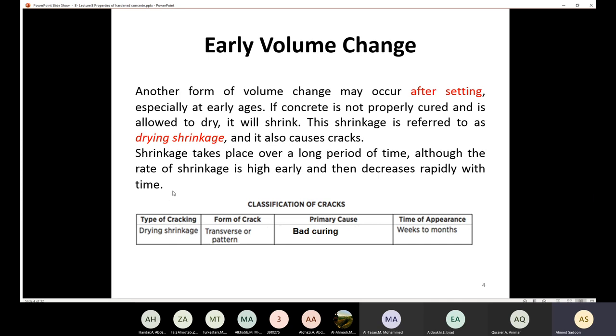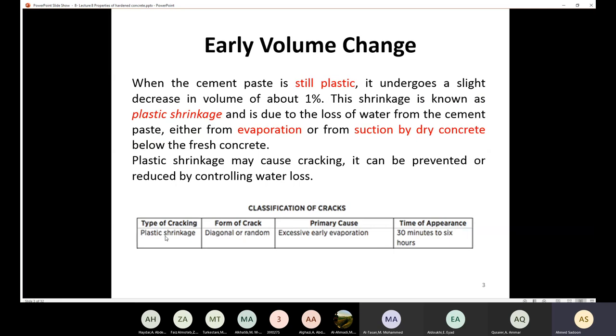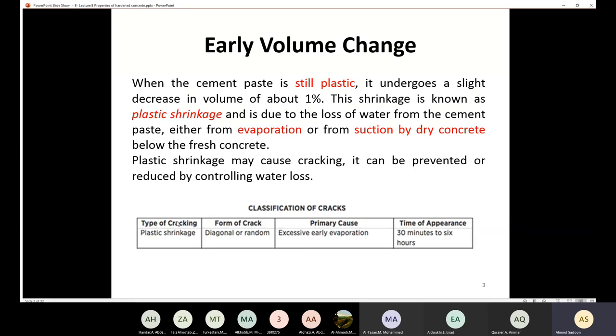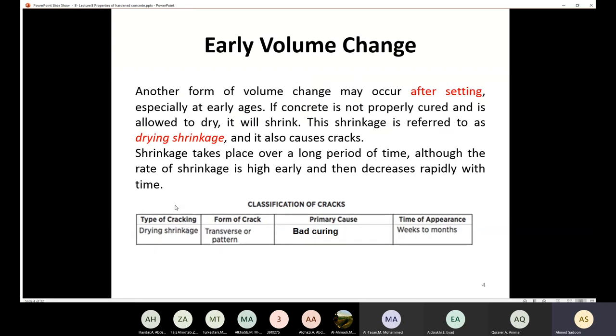So plastic shrinkage causes cracks, and drying shrinkage also is going to cause cracks. The drying shrinkage takes place after setting, and the primary cause is bad curing, while for the plastic shrinkage, the primary cause is the early evaporation.